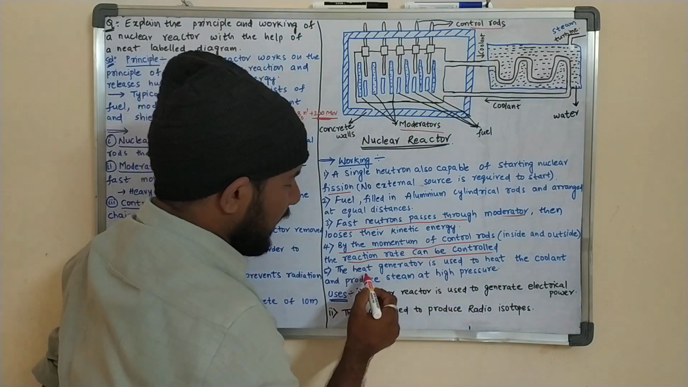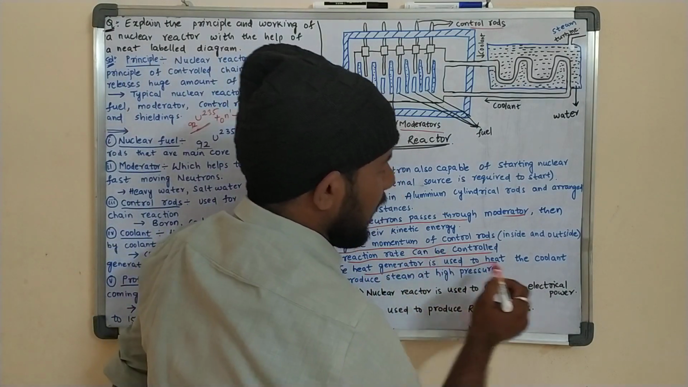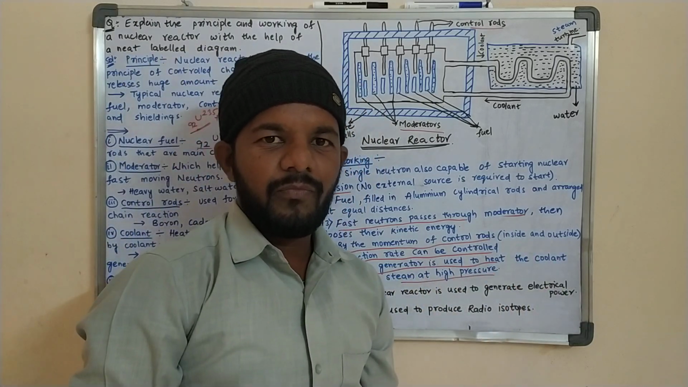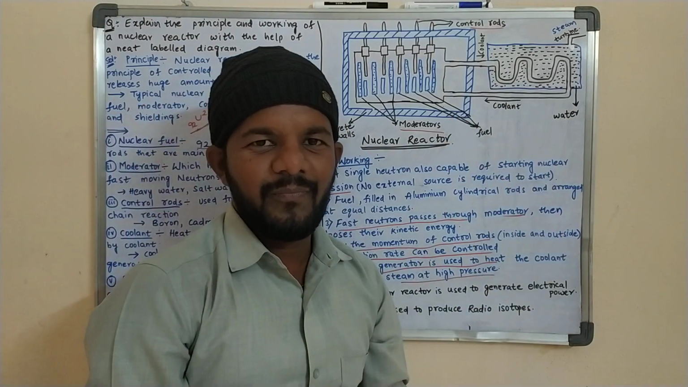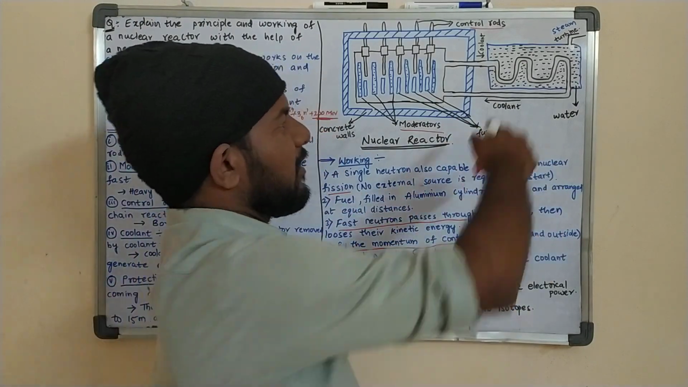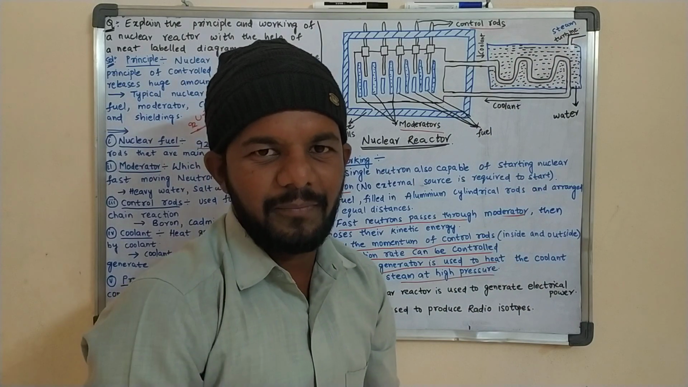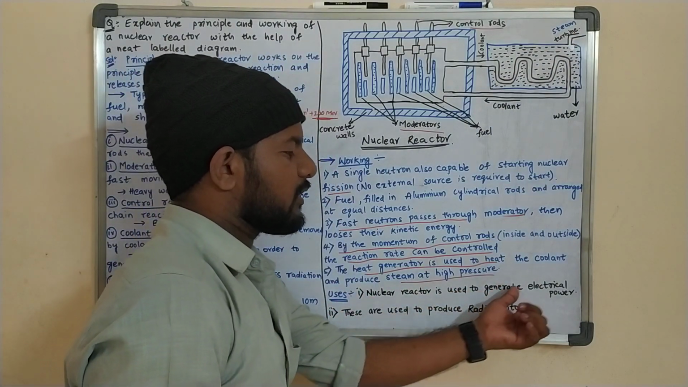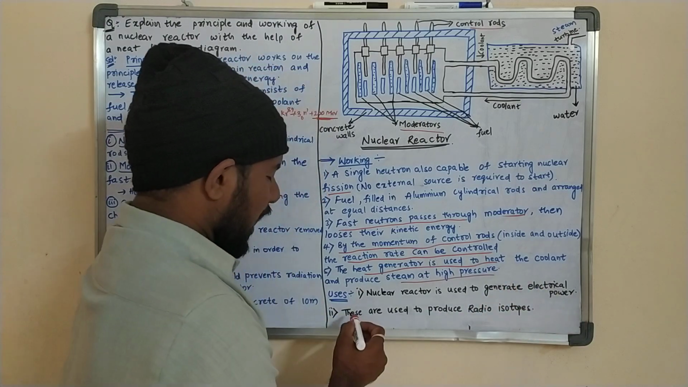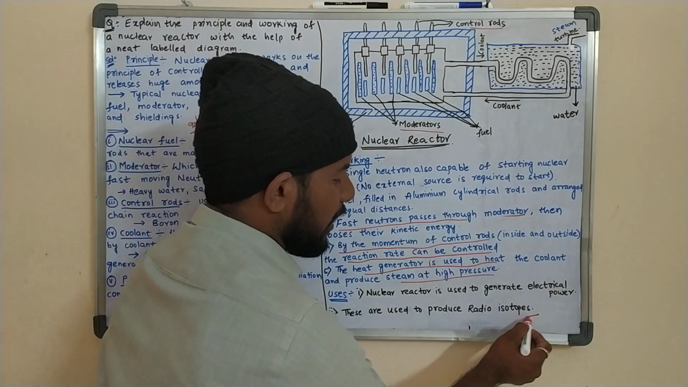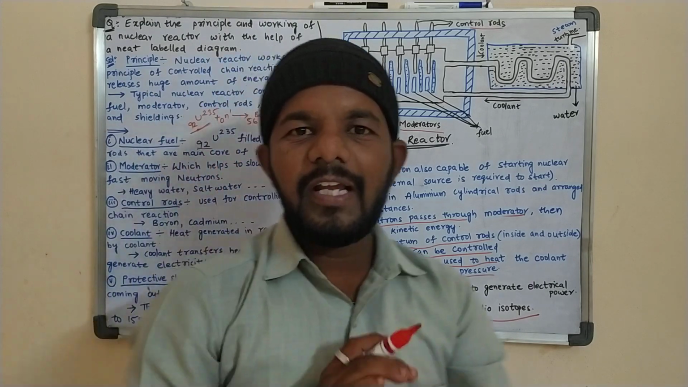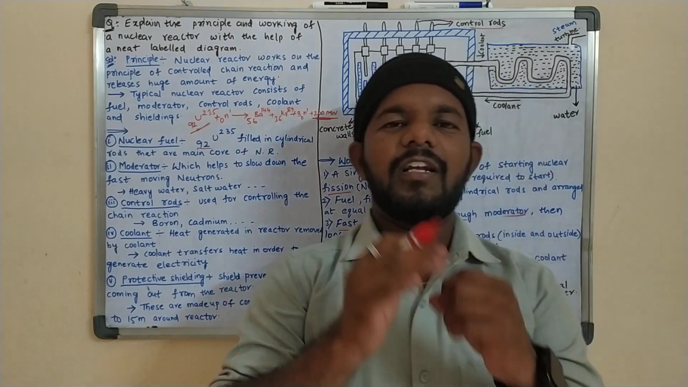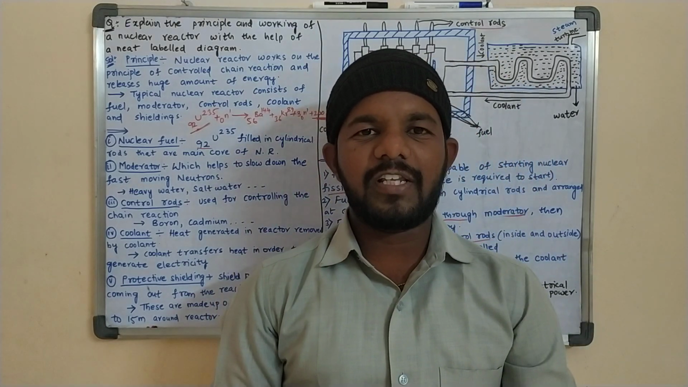Okay. The heat generated is used to heat the coolant and produce steam at high pressure, so that we can easily generate electricity. These are the uses: the nuclear reactor is used to generate electric power, as we already know, and to produce radioisotopes. So this is the end of our question. If you write like this, you will get full marks for this question.